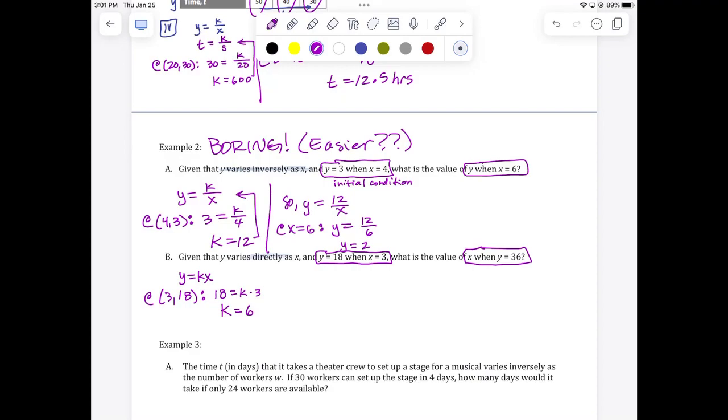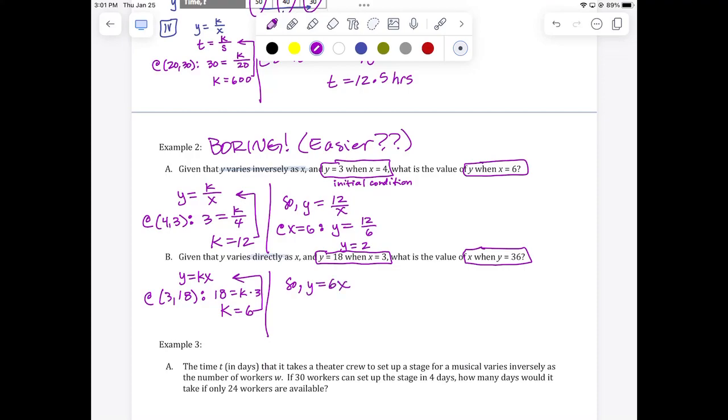Be careful. I think there's one on the homework where those numbers are flipped. You have 3 = 18k. When you divide through by 18, you get 3/18ths, which is 1/6, and not 6. So make sure that you get it in the right spot. But now that we know k is 6, plug it back in right here. We get y = 6x.